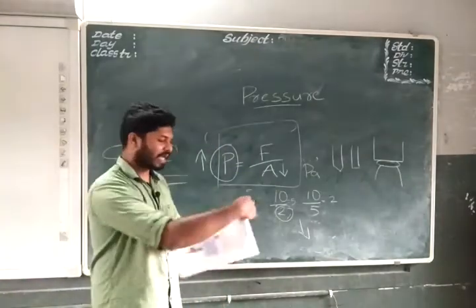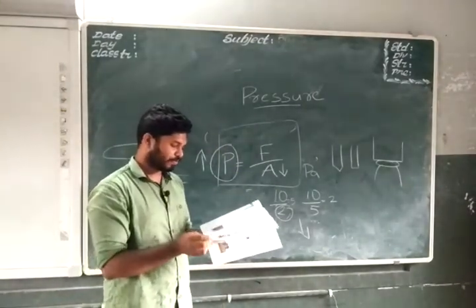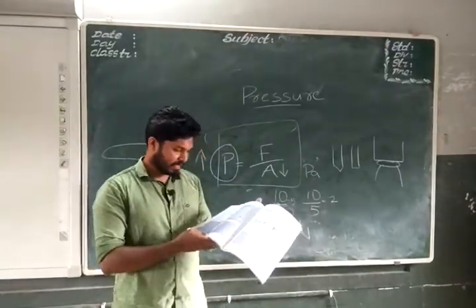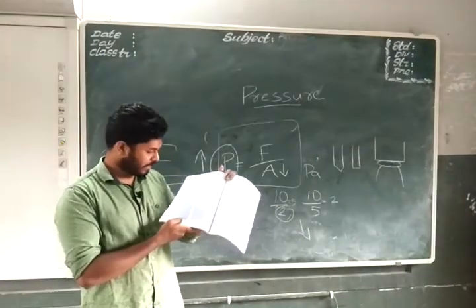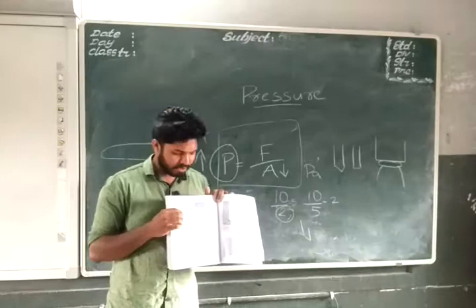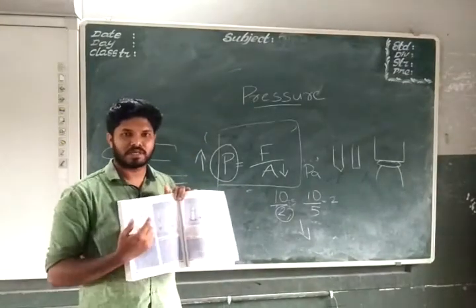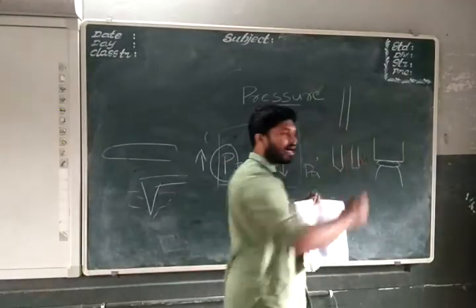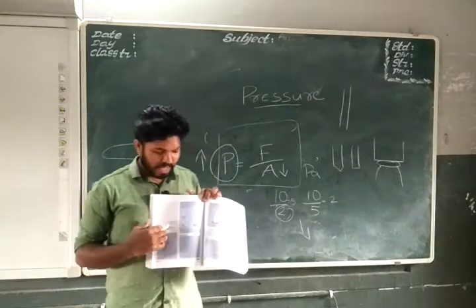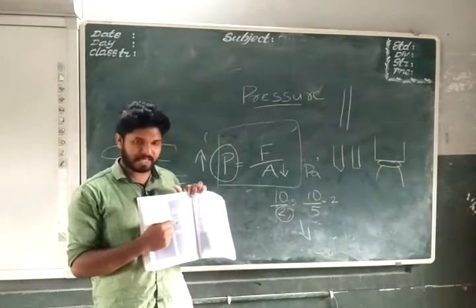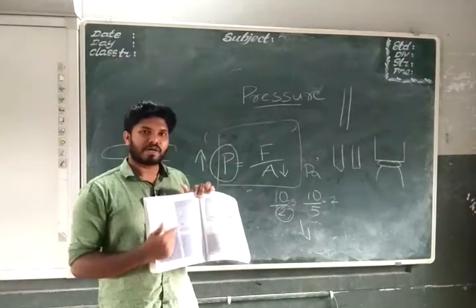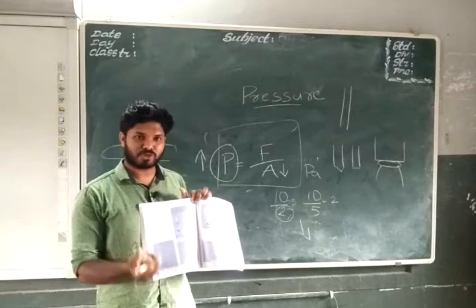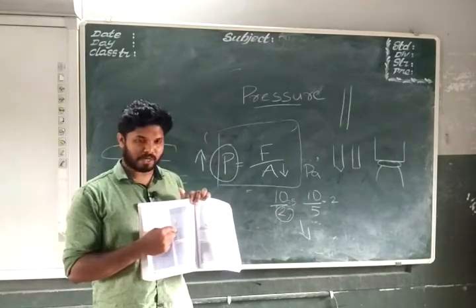Now just go through some of the activities given in your textbook. You can see on page number 138, activity 11.8. In this activity you are asked to take two glass rods. Glass rods means transparent pipes made of glass, and in the bottom portion of each glass rod you have to tie a balloon.